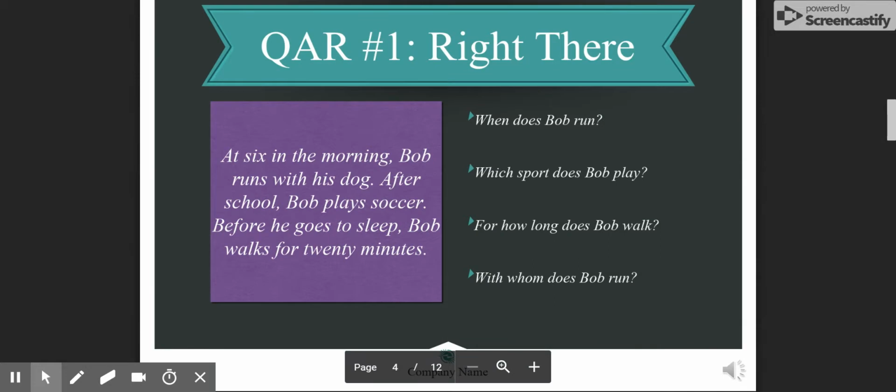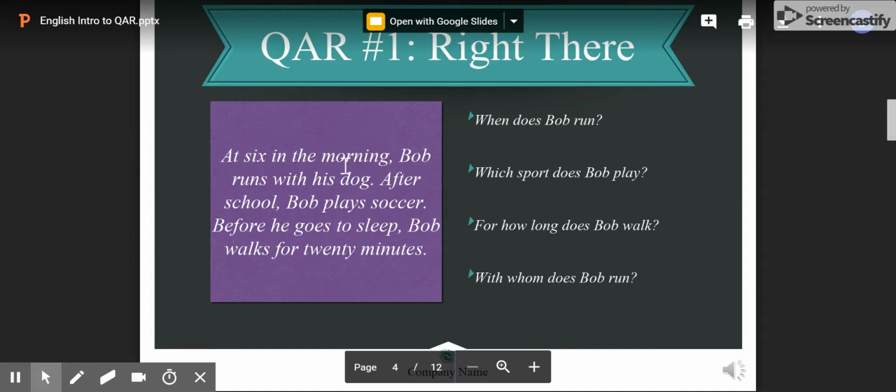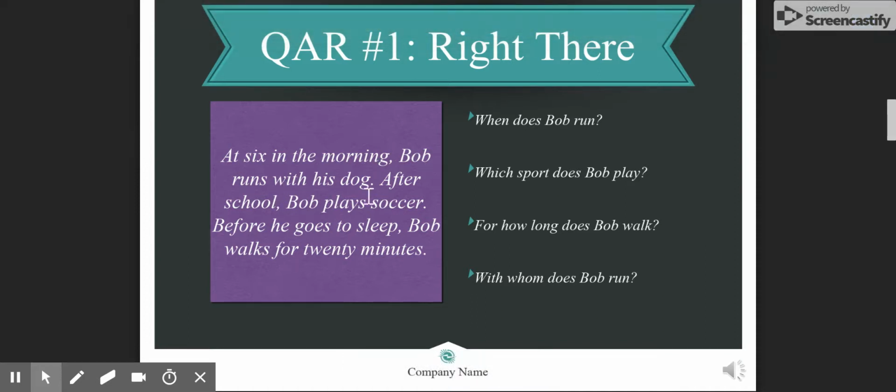All right, so I'm going to give an example of a passage, and in the passage, I want you to be looking at the questions over here on the right and thinking about where in the text it says these answers directly. The passage reads, at 6 in the morning, Bob runs with his dog. After school, Bob plays soccer. Before he goes to sleep, Bob walks for 20 minutes.